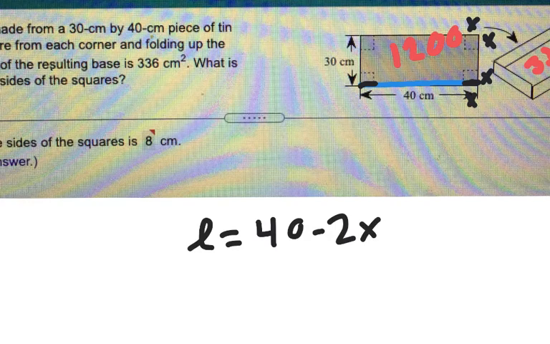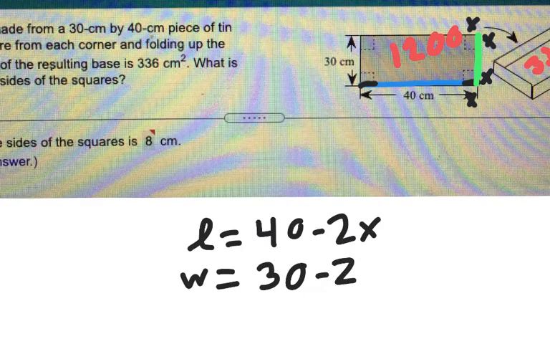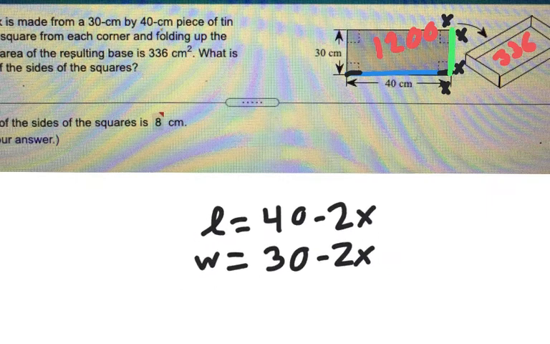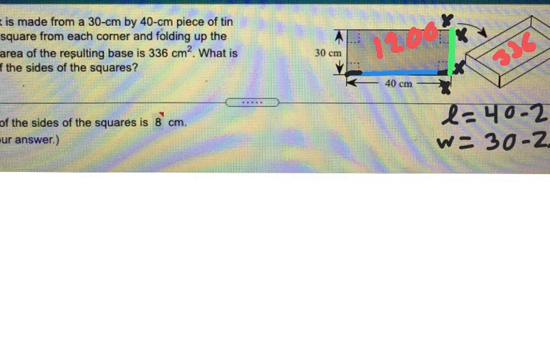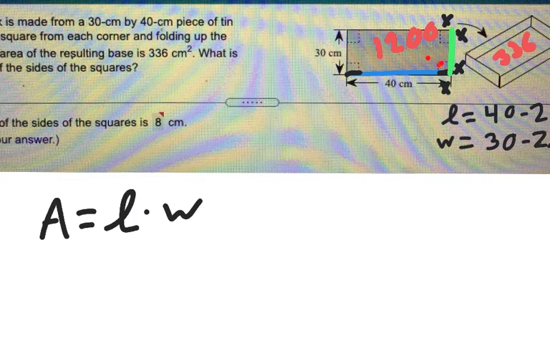Now, similarly, when we're finding the width, same idea. We cut out 2 x's from the width that used to be 30. So the width used to be 30, but I've lost 2 x's on both sides. And so this length and width would be how we would get the area of our new base, which we know is 336, after we've cut those corners out. So we can set up a formula that says area is equal to length times width.